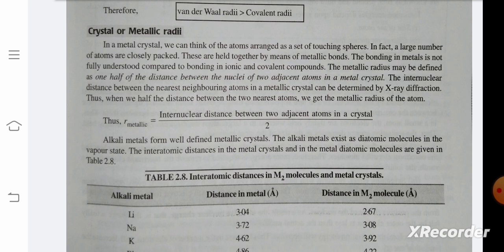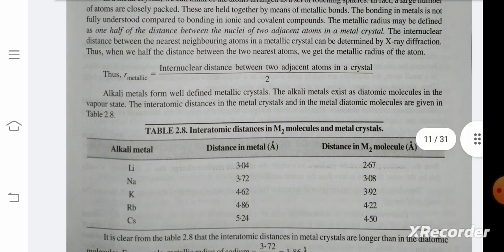The metallic radius may be defined as one half of the distance between the nuclei of two adjacent atoms in a metal crystal. The internuclear distance between the nearest neighboring atoms in a metallic crystal can be determined by X-ray diffraction. Thus, when we have the distance between the two nearest atoms, we get the metallic radius of the atom. R metallic is equal to the internuclear distance between two adjacent atoms in a crystal divided by 2.